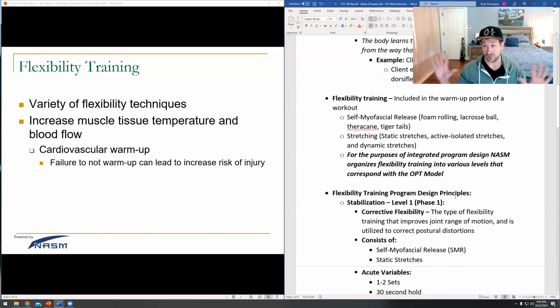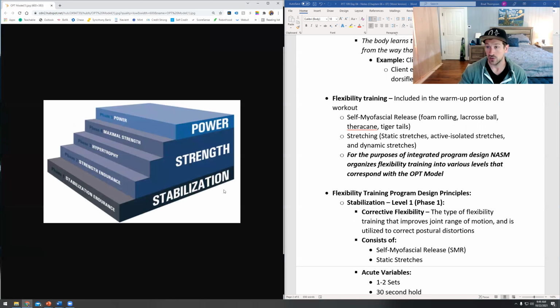So because of all of that, we have to train our clients to improve their flexibility. We have all of our various flexibility training techniques that we are going to use. And when we are talking about this, NASM is taking a very integrated approach to flexibility training.